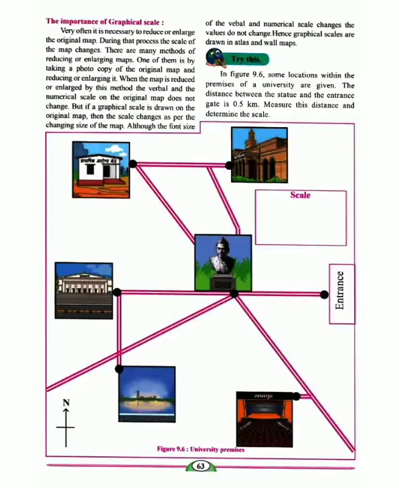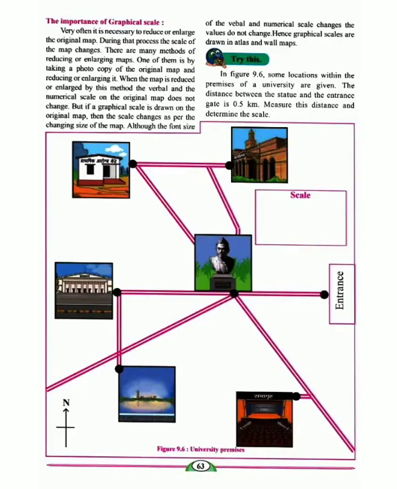Try this in figure 9.6. Some locations within the premises of a university are given. The distance between the statue and the entrance gate is 0.5. So the statue given in the middle and the entrance which is given on the right, how much is the distance between the two? 0.5 kilometer. Measure this distance and determine the scale.